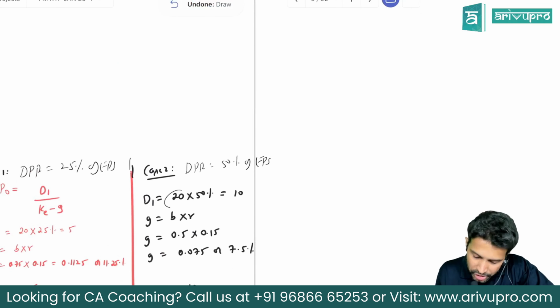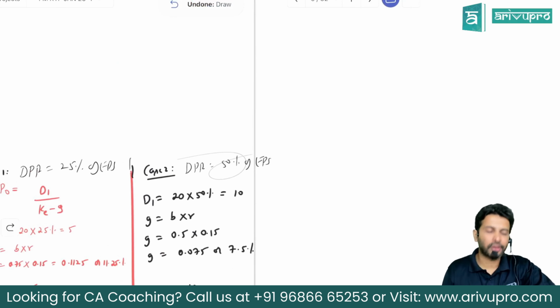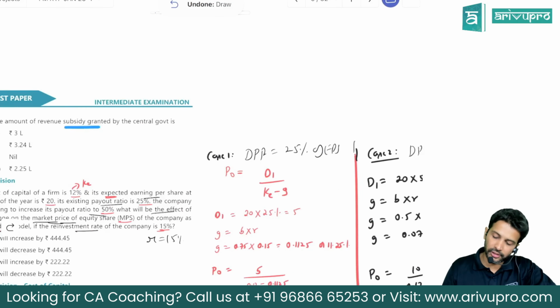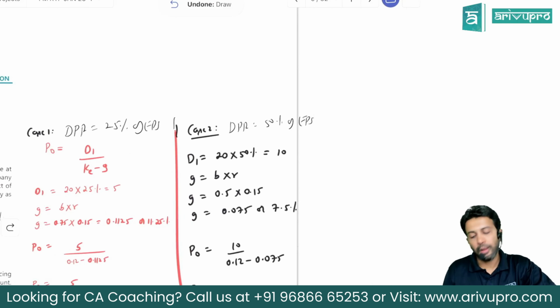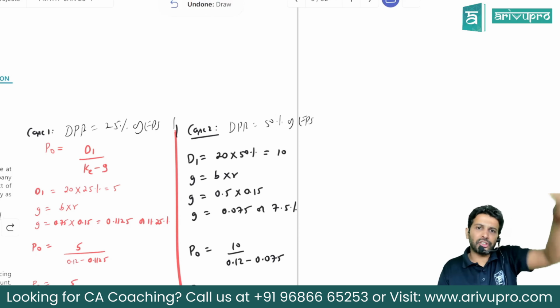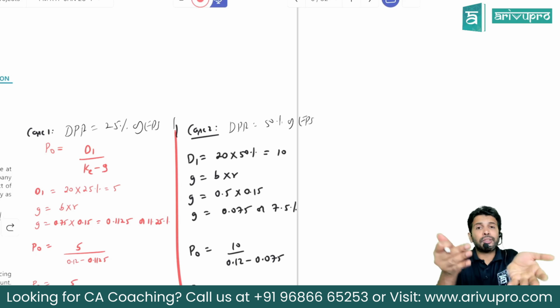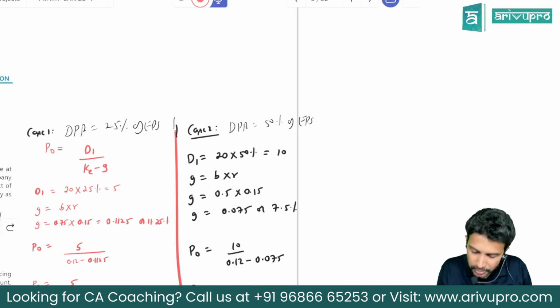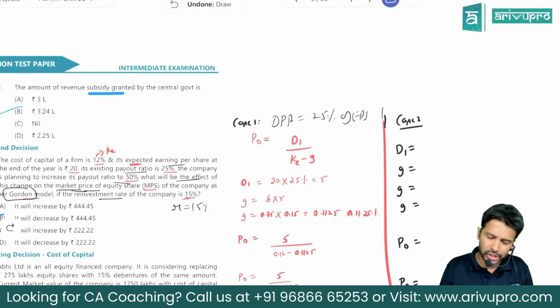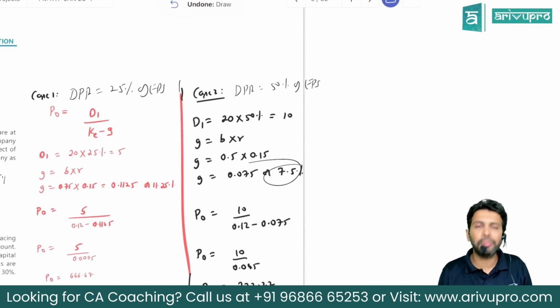Now, is the dividend payout ratio the same, or do they want to make it 50%? Expected earnings is still 20. But the payout from 25%, they want to make it 50%. Expected earnings is 20 and they want to pay out 50% of earnings as dividend. So 50% of 20 will give you 10. Now recalculate the growth rate, because is b still 75% or changed? If 50% of earnings is distributed as dividend, the other 50% you are retaining. So here b will become 0.5 or 50%. R is still 15%. So the growth rate will become 7.5%.